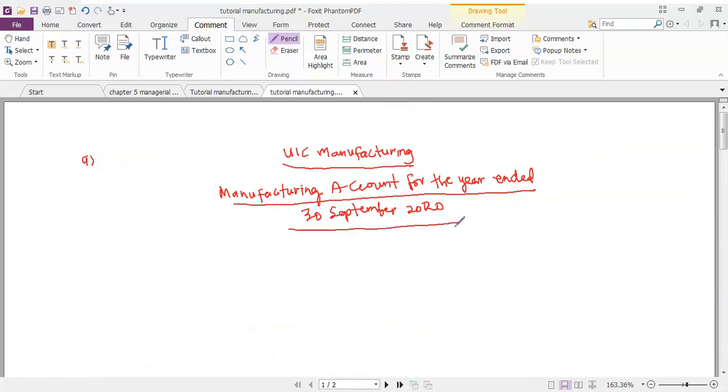Okay, and then you gariskan. After that you kena buka dua kolom.